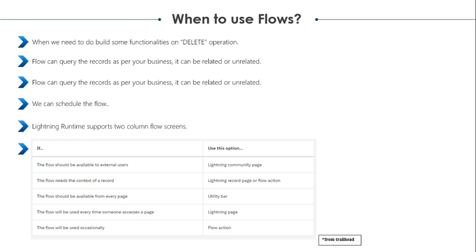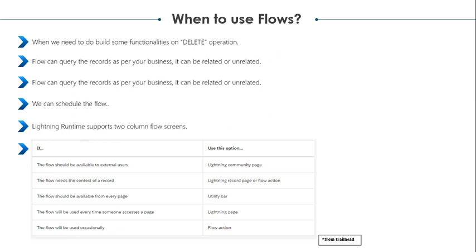That means let's assume that we are querying the contact records from the flow, and that flow is on the contact object. However, we can query another unrelated object. Let's assume that we can query the records from the order object, which is unrelated to the contact. But in Process Builder or workflow, you cannot query the records from unrelated objects. Obviously, we can schedule the flow with respect to a specific time range.